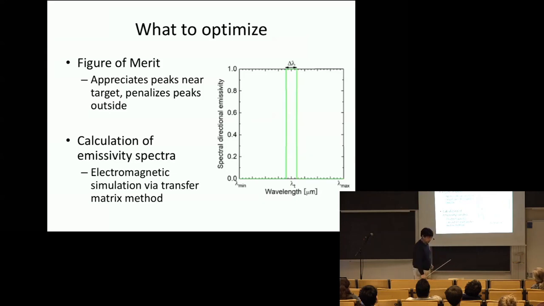And what to optimize, what kind of material you want. Basically, given some candidate layered material, we compute emissivity spectra using electromagnetic simulation via the transfer matrix method. This is very quick, taking less than 1 second to compute in this case. And we optimize the figure of merit using Bayesian optimization. You have some target wavelength and a very narrow range, and we designed our figure of merit to reward peaks near the target and penalize peaks outside. The maximum value is 1.